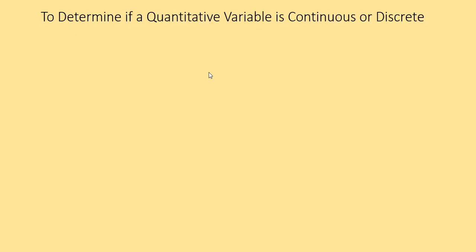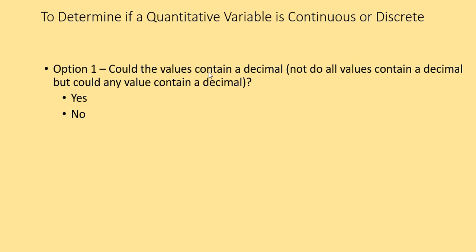All right. Furthermore, if the values contain a decimal, just note whether all values contain a decimal, or whether any value could contain a decimal. So if the answer is yes, it's continuous. If the answer is no, it's discrete, right? That's the division of the quantitatives.